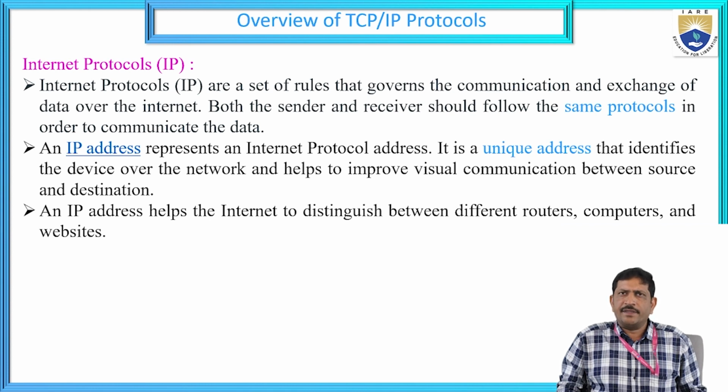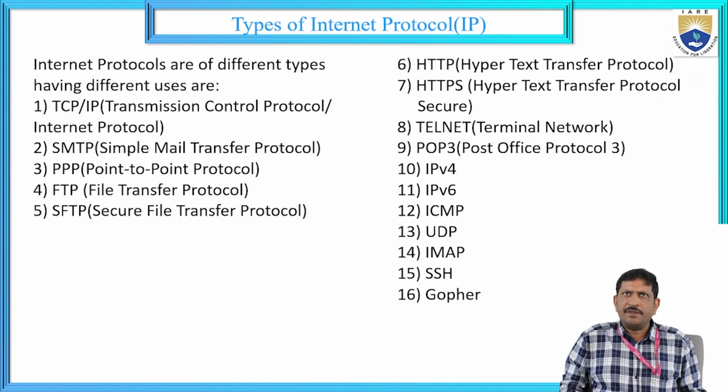An IP address represents an Internet Protocol address. It is a unique address that identifies a device over the network and helps to improve communication between source and destination. An IP address helps the internet to distinguish between different routers, computers, and websites over the internet.